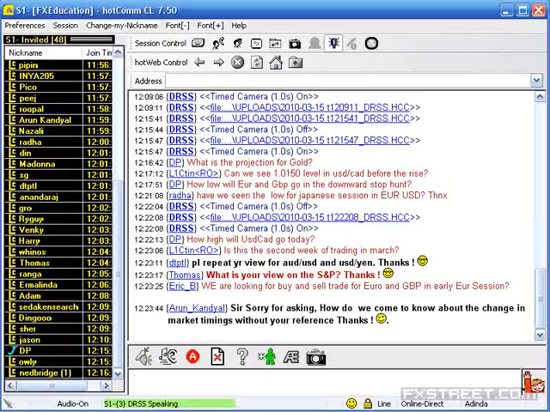Then how low will Euro and GBP go in that downward stop? See, as far as my estimate is concerned, they could drop another 100 pips in the case of Euro and another 150 pips in the case of GBP and then quickly make the rise. And that buy will be a very good buy for a position trade.